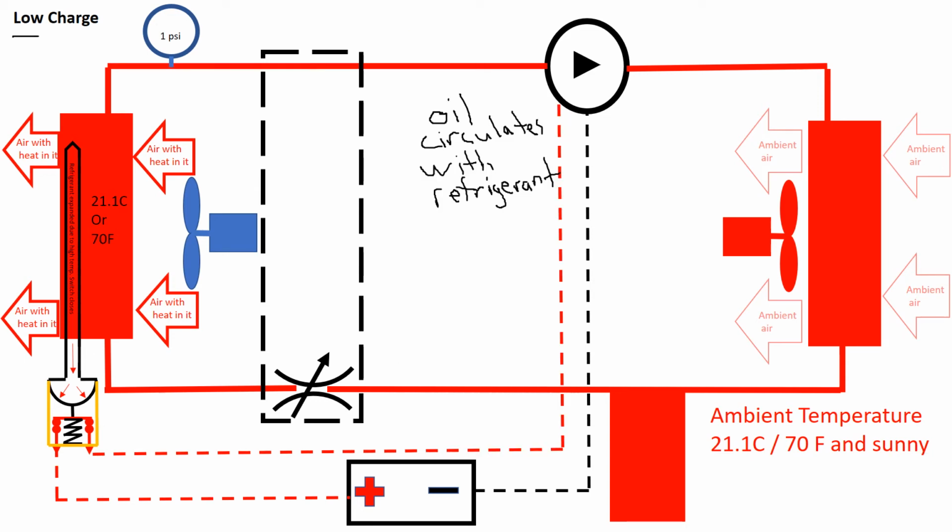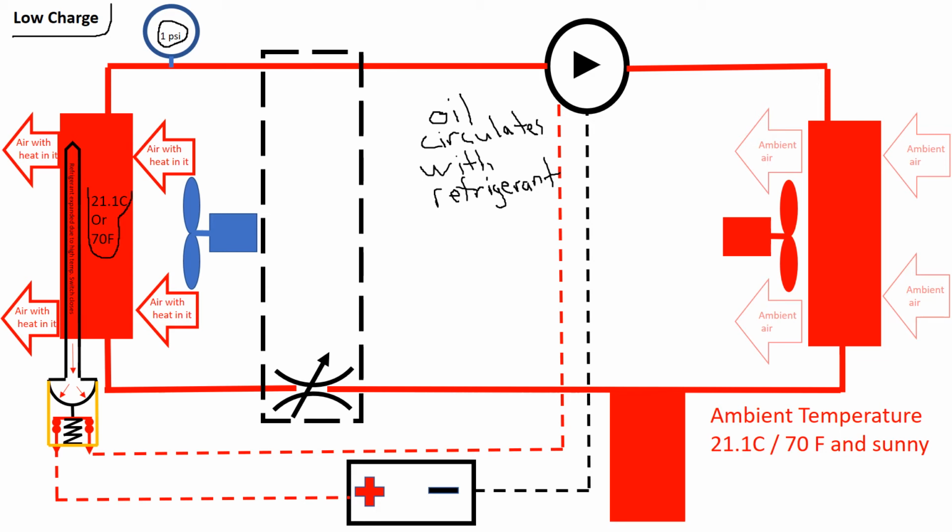Let's look at now what happens with a low charge. Again, we're going to look at this in two scenarios. This one without a low pressure switch, and in the next picture we'll put in a low pressure switch. We've got enough refrigerant in the system, barely enough just to maintain 1 psi on the low side. That is not going to give us proper cooling.